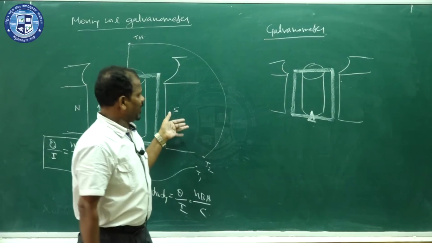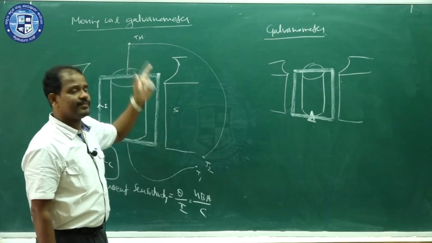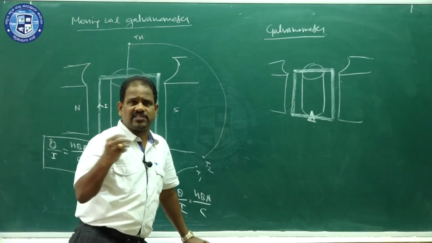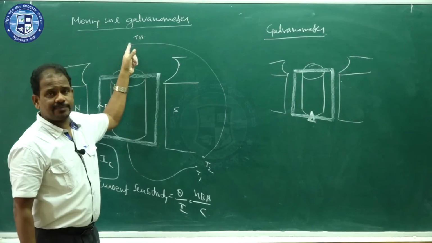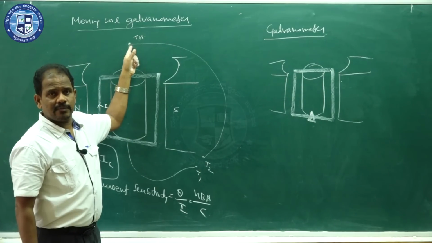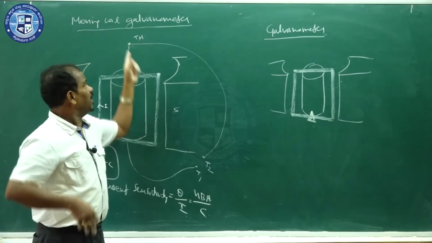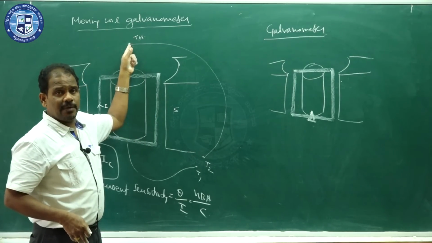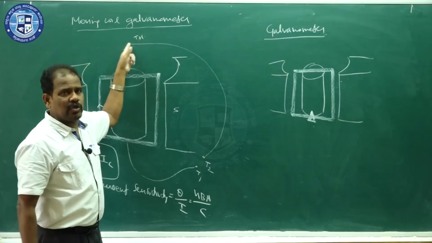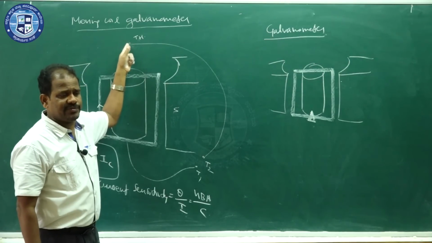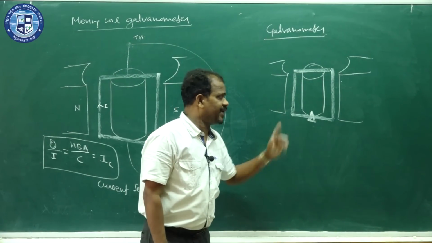In the moving coil galvanometer, the torsional couple is given by the suspension wire. Because when you pass current, the coil turns and a twist is produced. Because of the twist, when you remove the current, it comes back. The torsional couple is given by this twist, which is not there here, because it is pivoted.